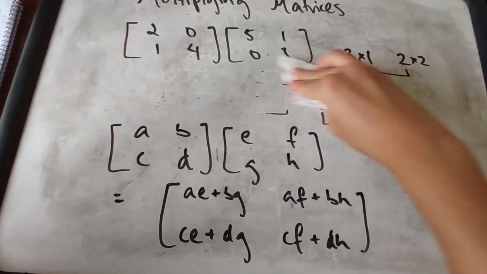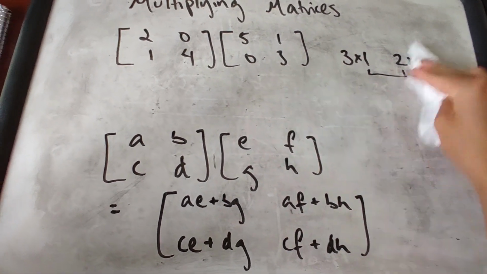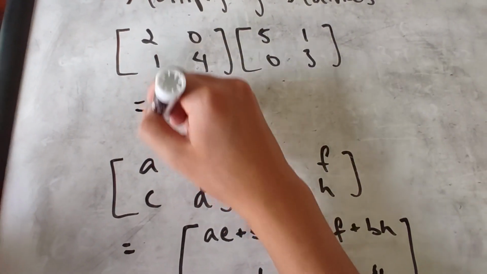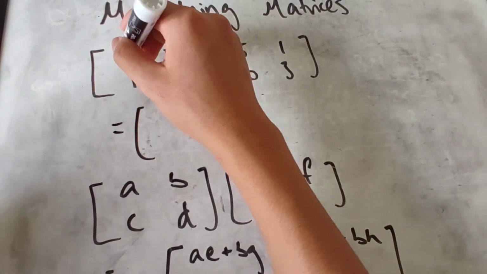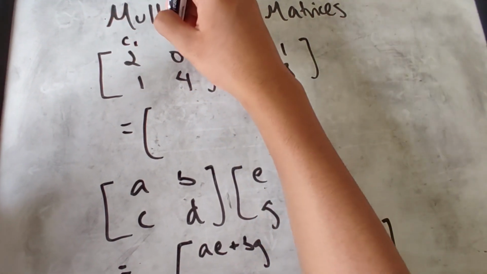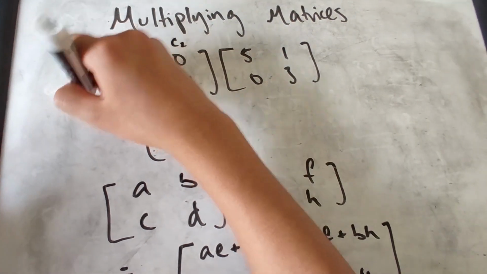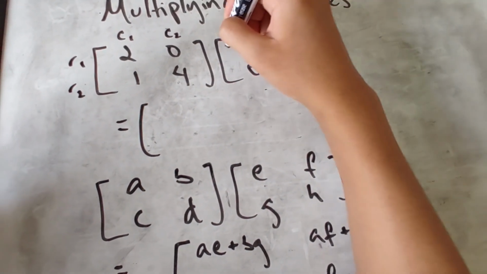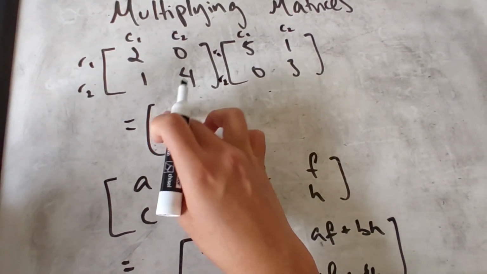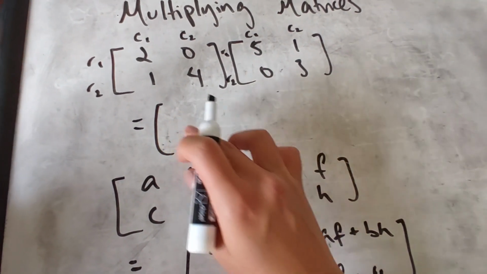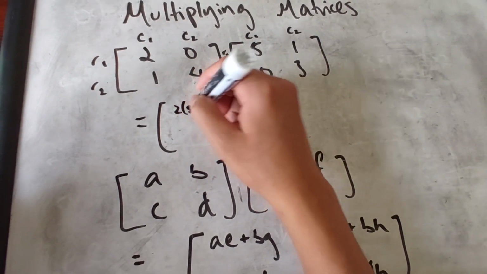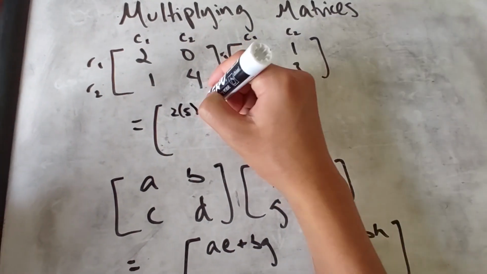I'll just erase this part first, and let's work on this example up here. So this would be the first value. Let me label this: this would be column 1, column 2, row 1, row 2, and likewise here. For the value that's in row 1 and column 1, we have to multiply the row 1 and column 1 values, so 2 and 5 and 0 and 0.